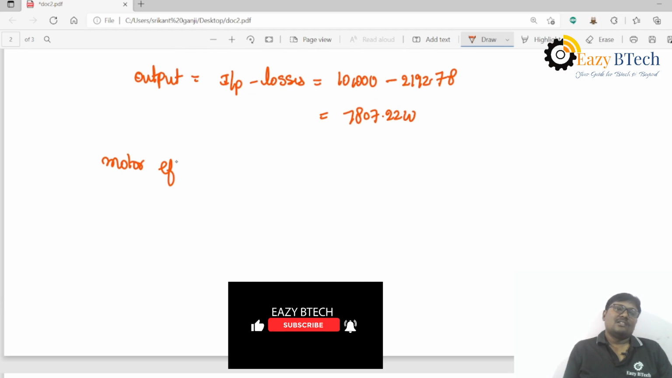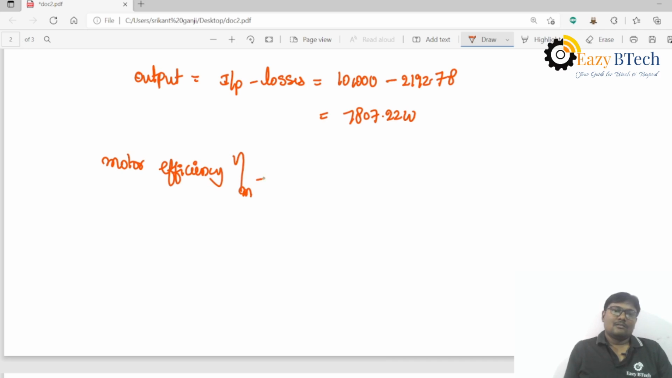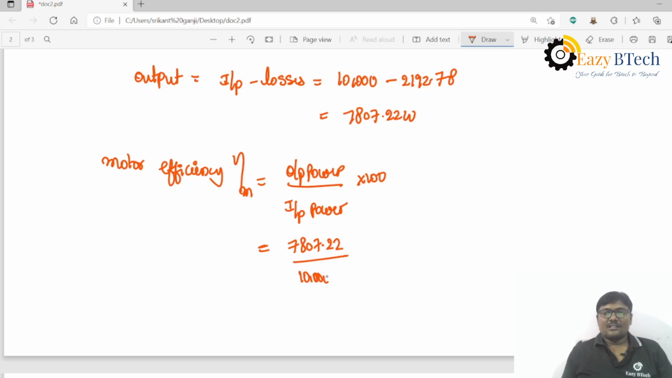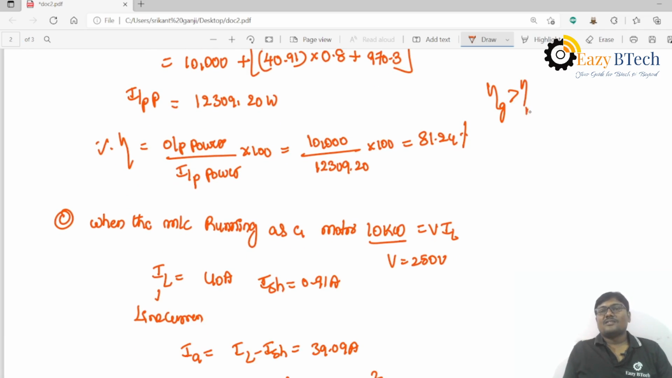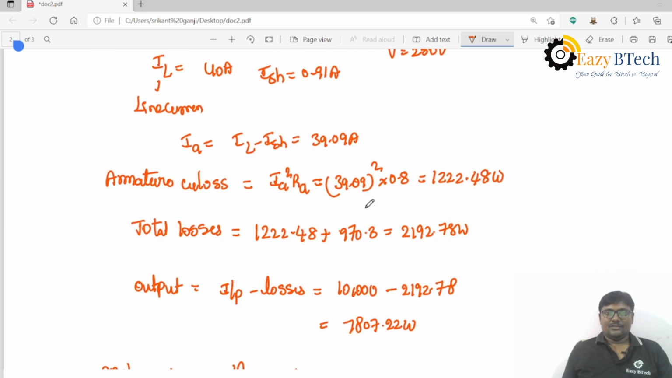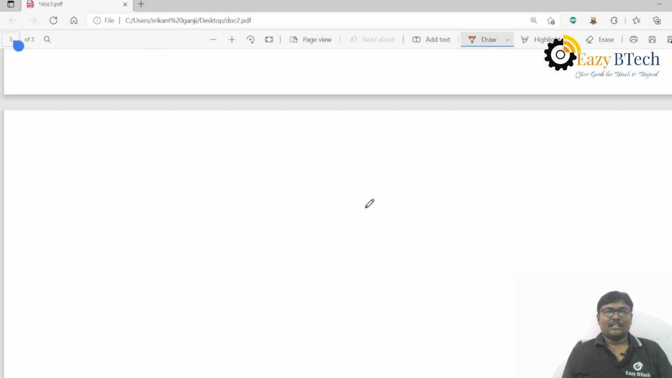So motor efficiency is equal to output power divided by input power into 100. 7807.22 divided by the input power 10,000 into 100 is equal to 78.07%. If you observe, for the same power, 10 kilowatts is the output power for a generator and the input power for the motor, the efficiency of the generator is greater than the efficiency of the motor. So this is the most important problem and a repeated problem in examinations.